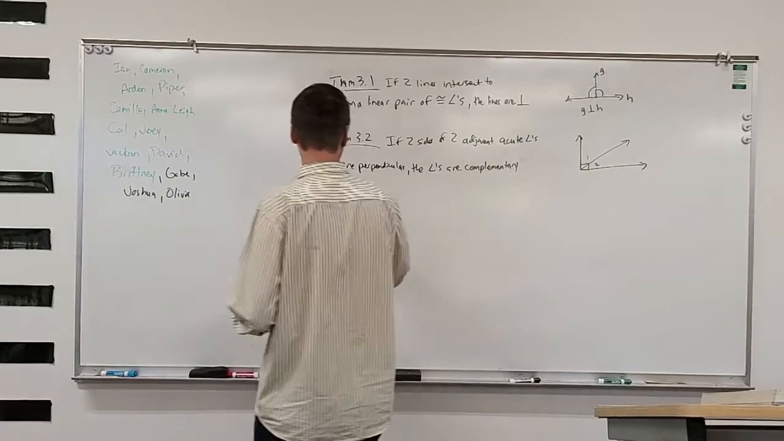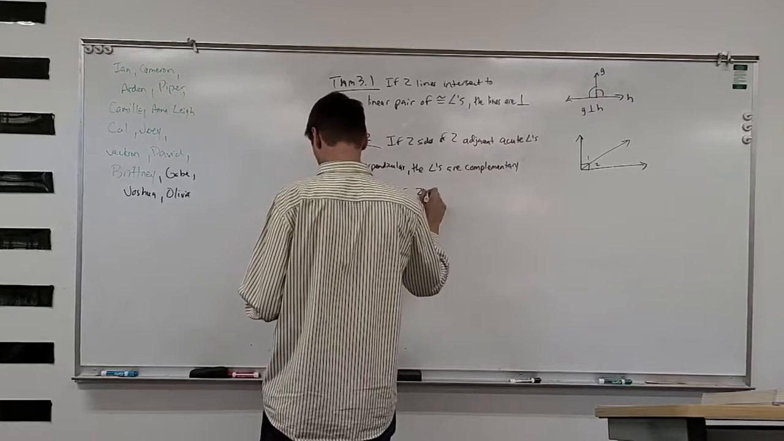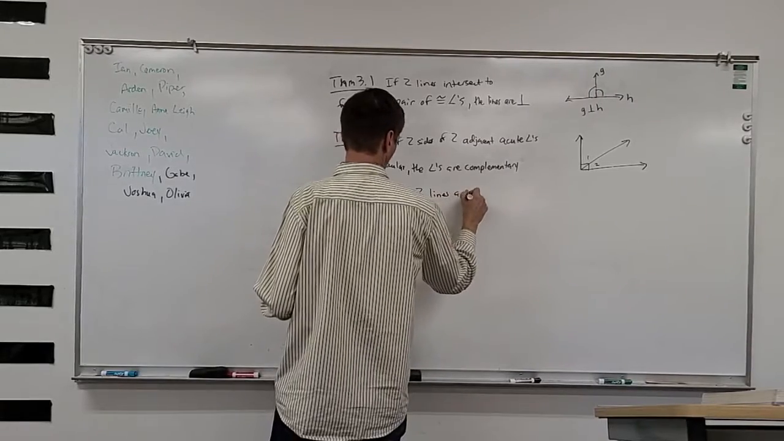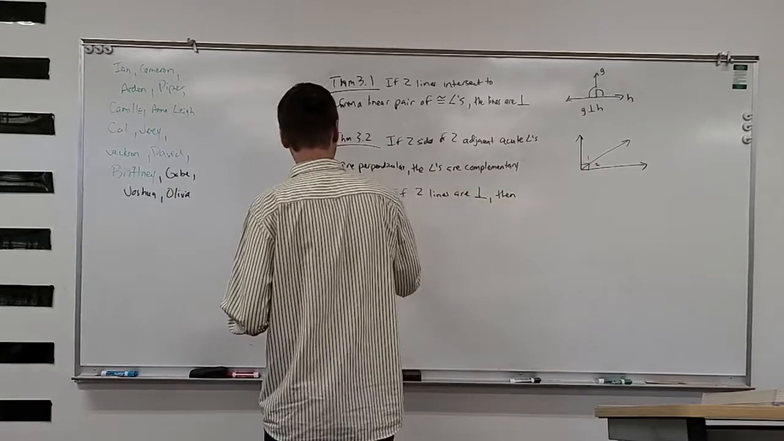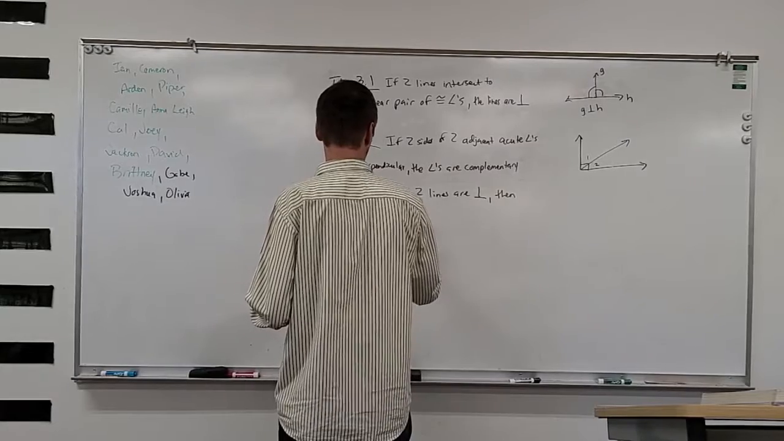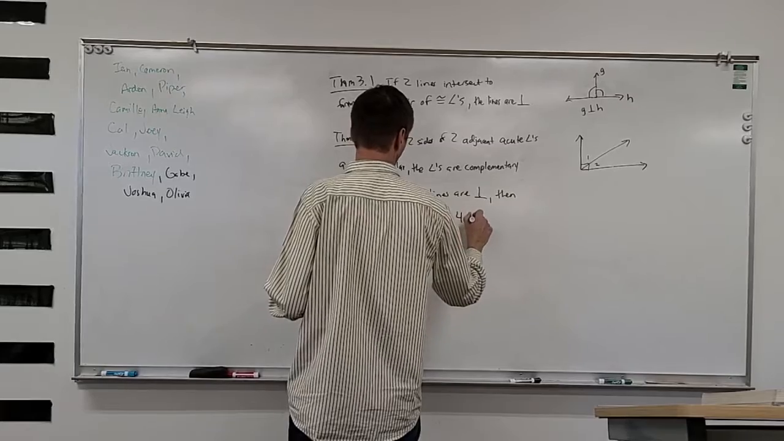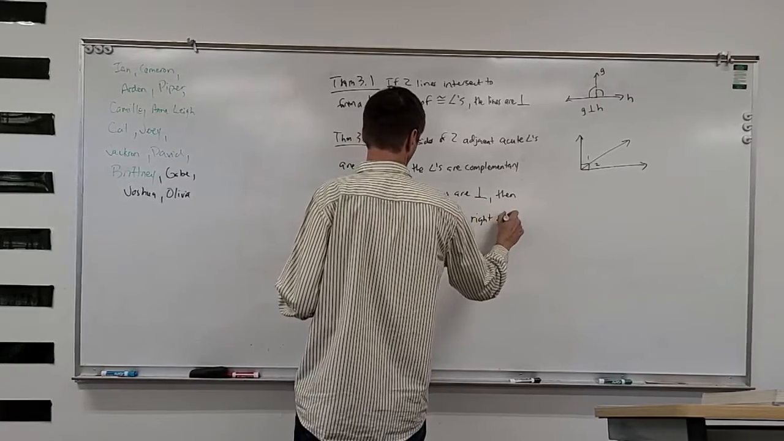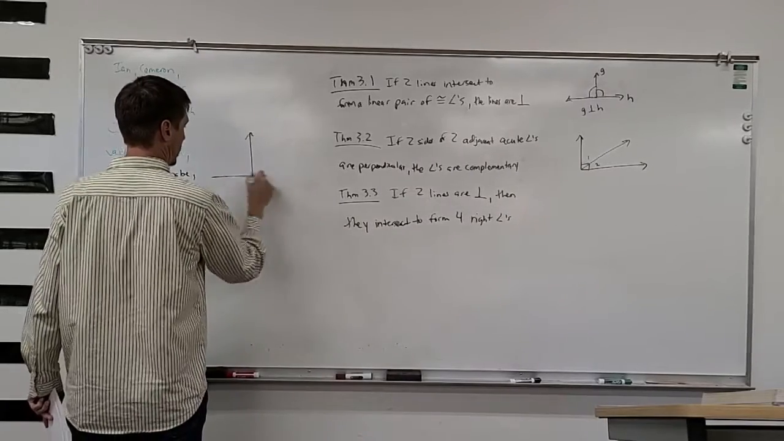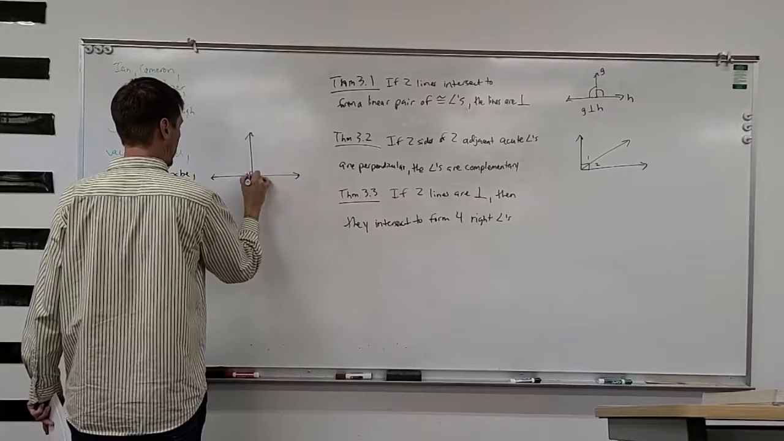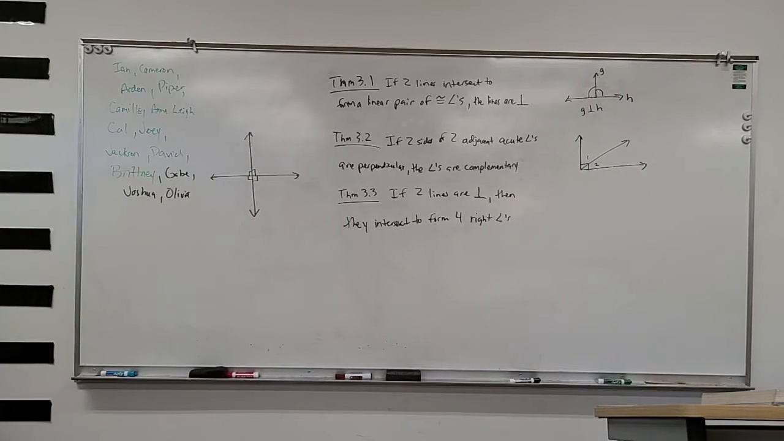Should be pretty straightforward. And then finally, theorem 3.3 says if two lines are perpendicular, then they intersect to form four right angles. So if I have two lines like this, and I'm told that those lines are perpendicular, then I know they will form four right angles.